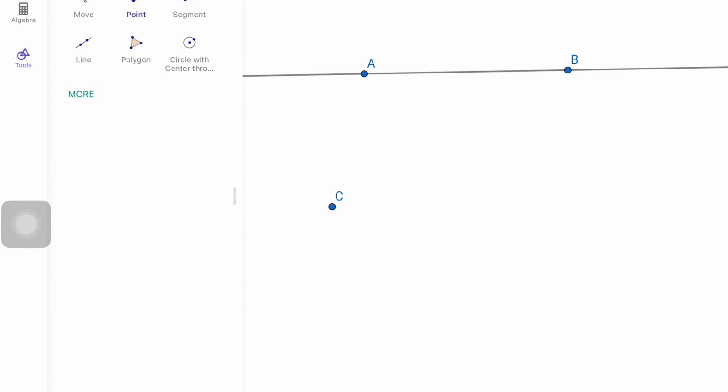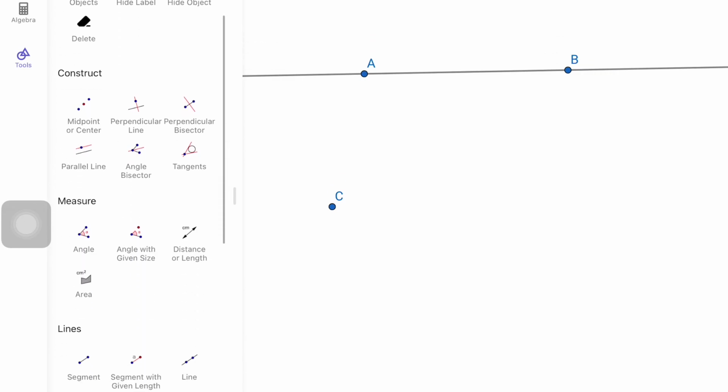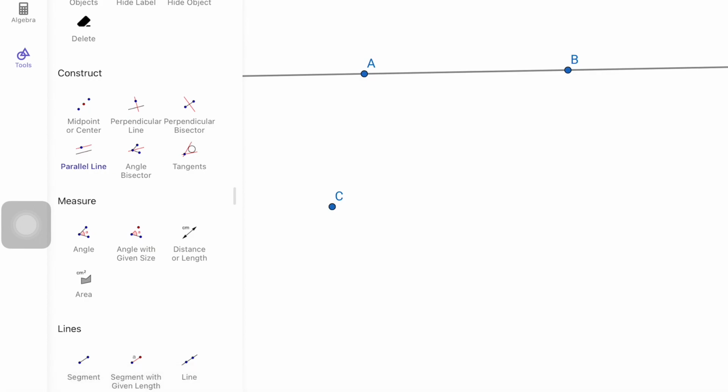Now, remember I said it has 1 pair of parallel lines, or 1 set of parallel lines. So choose more, and then you're going to go down to construct and find parallel line. And you're going to tap on C, tap on the line you have there already, and it will make a line parallel to AB.